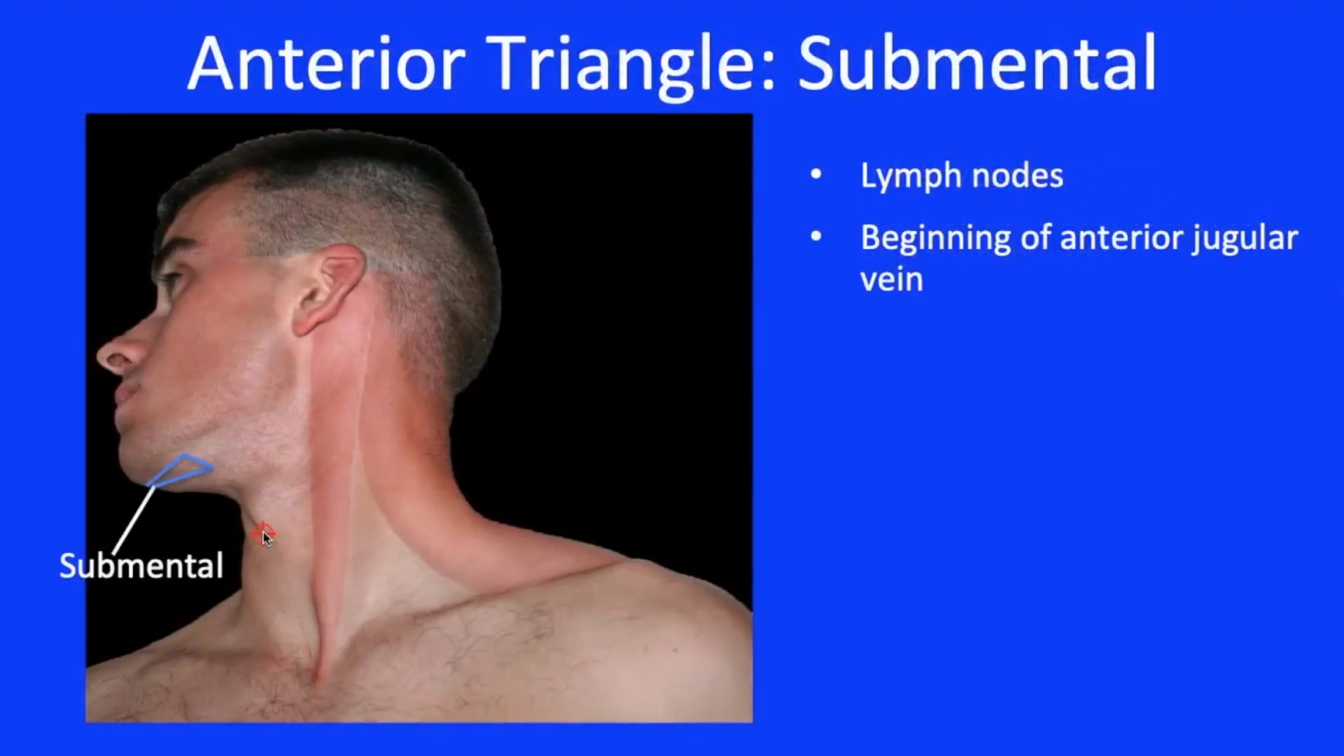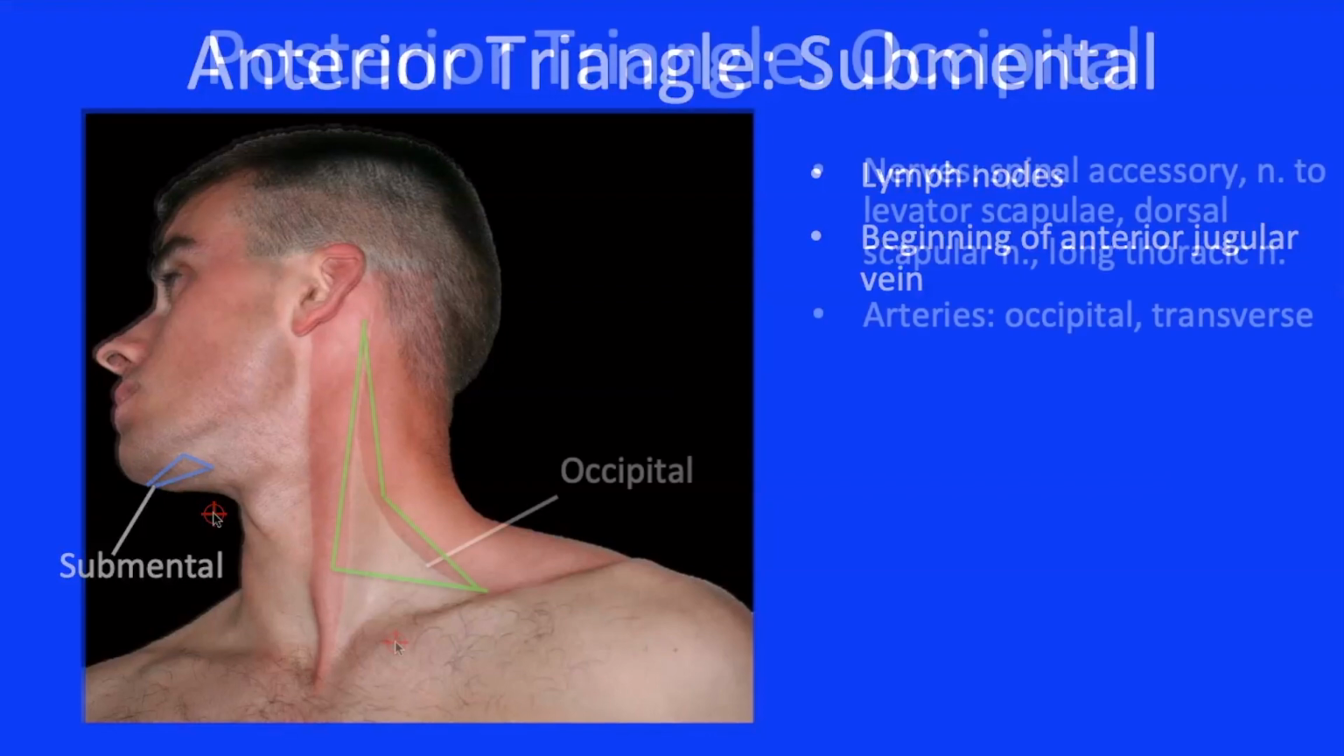The last subtriangle of the anterior triangle is the submental triangle. It is a location for lymph nodes and veins, but its name is derived from the common practice of rubbing our chins when experiencing deep thoughts. Think of Rodin's sculpture, The Thinker.